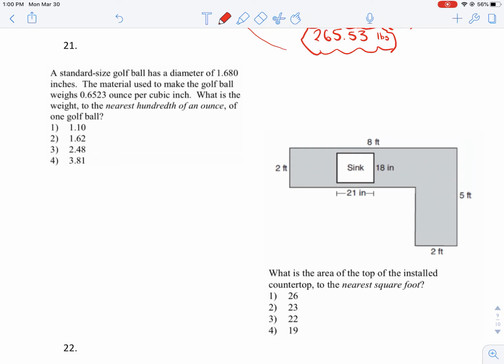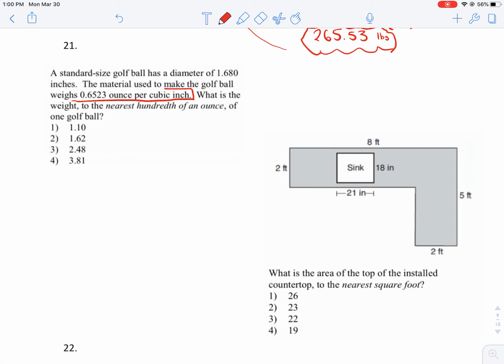Okay. Number 21 is not too bad. I know I say that a lot, but we're talking about a standardized golf ball that has a diameter of 1.68 inches. The material used to make the golf ball weighs 0.6523 ounces per cubic inch. What is the weight to the nearest hundredth of an ounce of one golf ball?